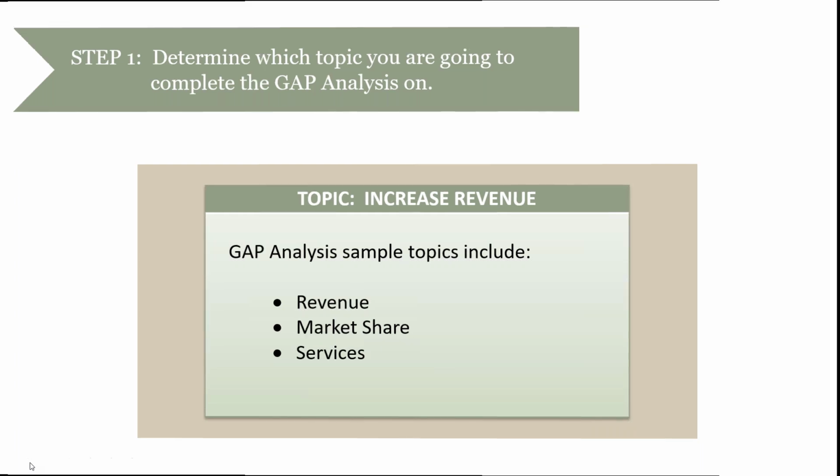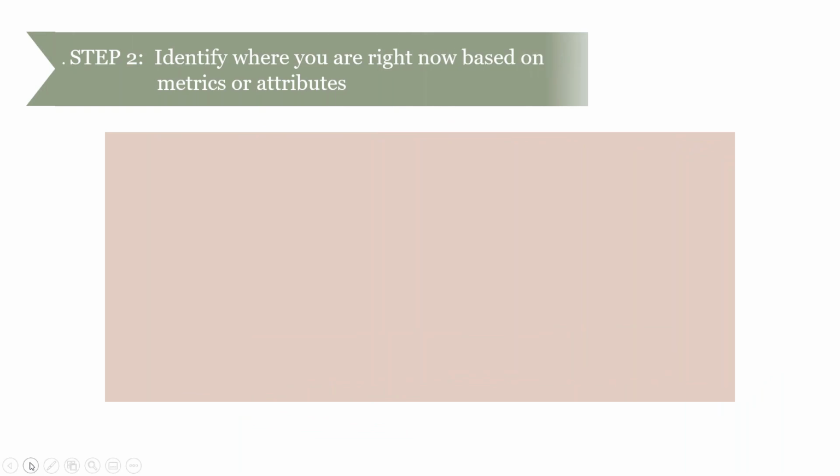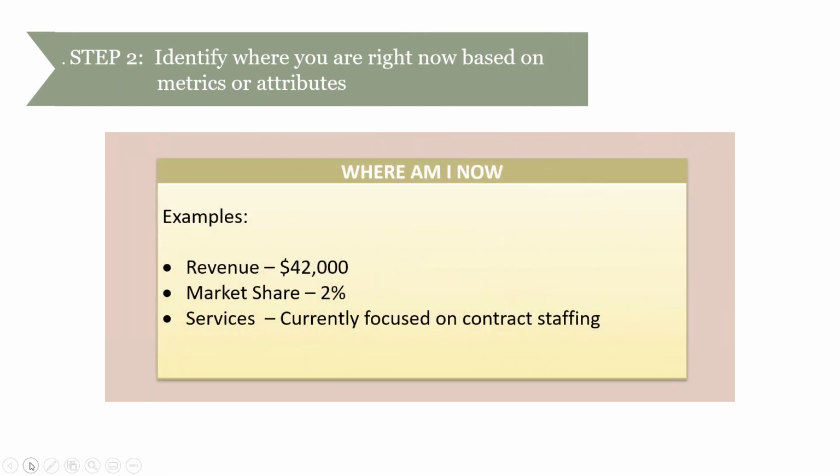Step number 2 is you're going to identify where you are right now based on metrics or the attributes that you bring to the table. So you might say, okay, example is revenue is 42,000, market share is 2%, services, we're currently focused on contract staffing. That's what you do.